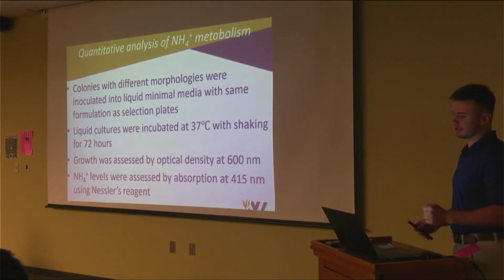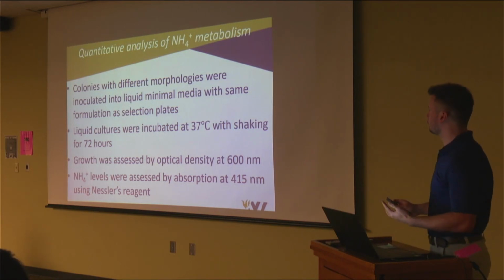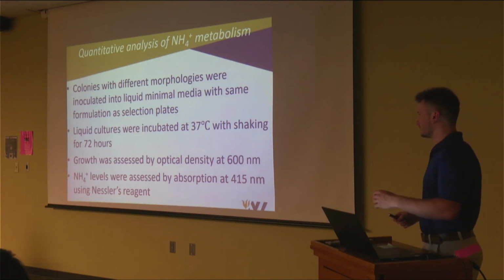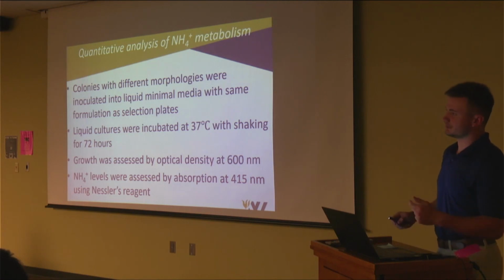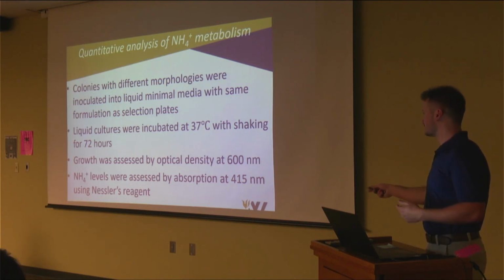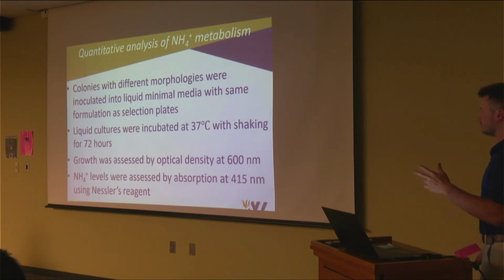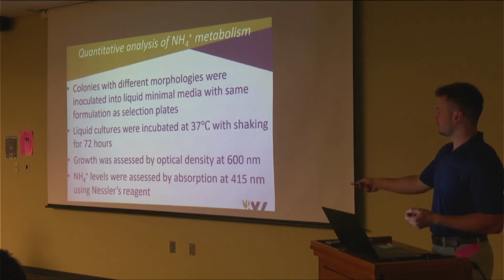Here's a quantitative analysis of ammonia metabolism. The colonies with different morphologies were inoculated into the liquid minimal media with the same formulation as the selection plates. We kept them incubated at 37 degrees Celsius, and then they were shaken for 72 hours. The growth was assessed by optical density at 600 nanometers. Ammonia levels were assessed by absorption at 415 nanometers using the Nessler's reagent.